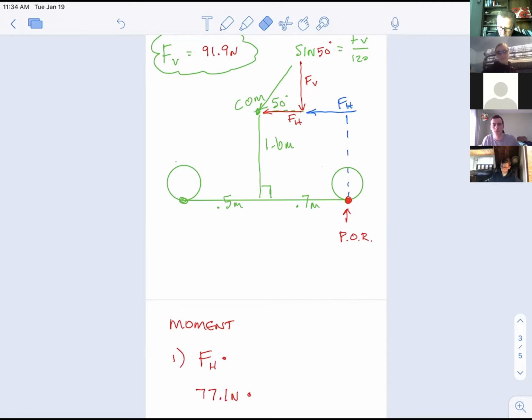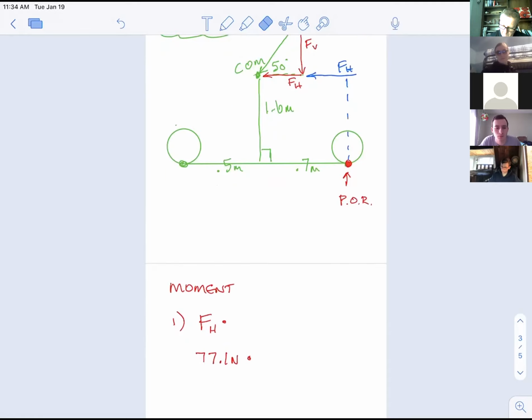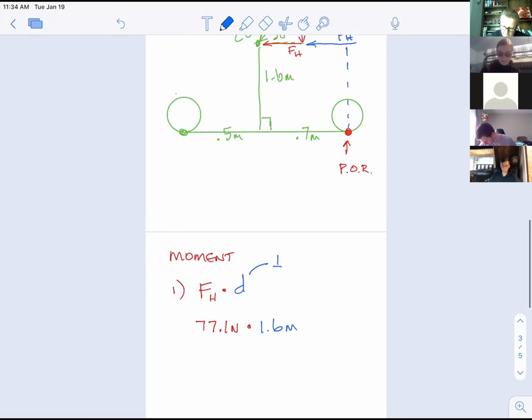That distance right there is 1.6. I'll remind us that it has to be perpendicular. 1.6 meters. If I take 77.1 times 1.6, that's 123.36 Newton meters of moment, the desire to rotate.